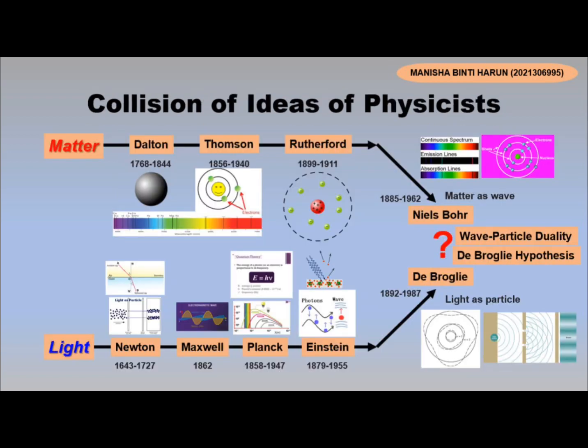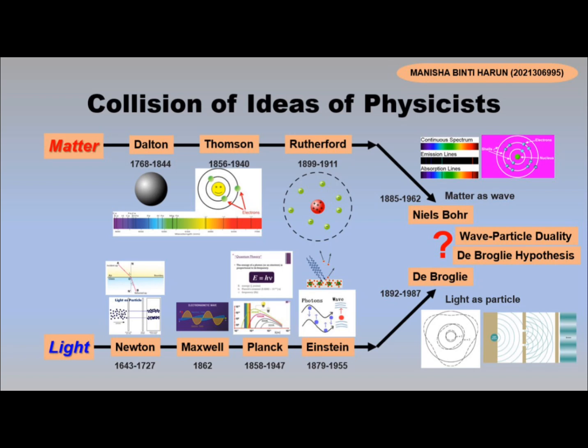Before we go deeper into the de Broglie hypothesis, let's take a look at the collision of ideas of physicists between matter and light. The first one is John Dalton. He discovered that matter consists of basic particles that cannot be further divided, called atoms. J.J. Thomson discovered negatively charged subatomic particles called electrons. Both of them were unable to explain the line spectrum of light that was produced by atoms.